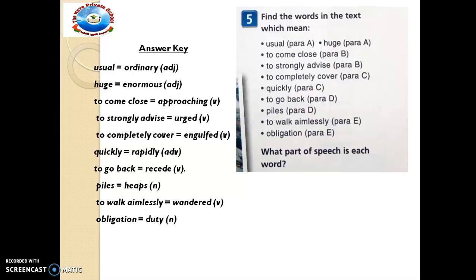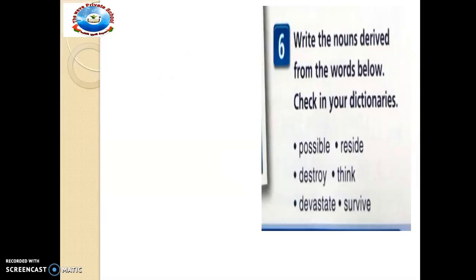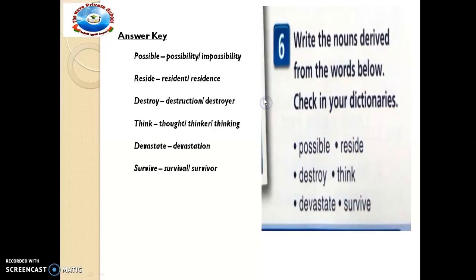We want to form nouns from the next exercise. So let's go to exercise 6. Exercise 6 says, write the noun derived from the words below. Check in your dictionary. What noun can we derive from possible, reside, destroy, think, devastate, and survive? What are the nouns of these words? So I want you to write it, then you can check.